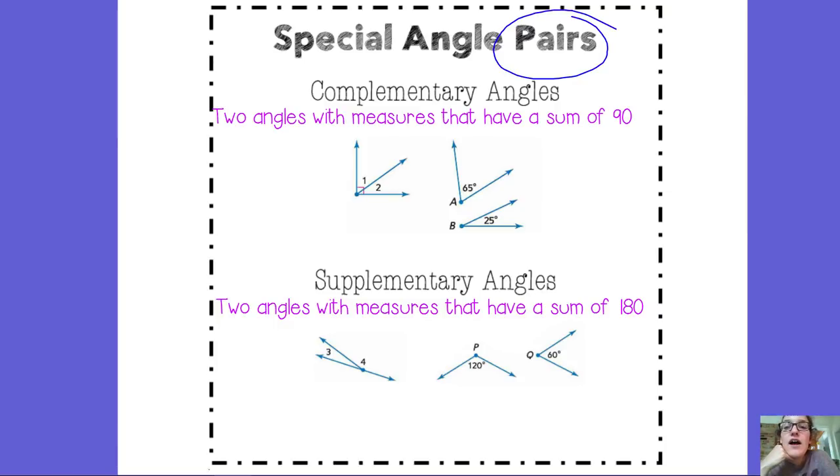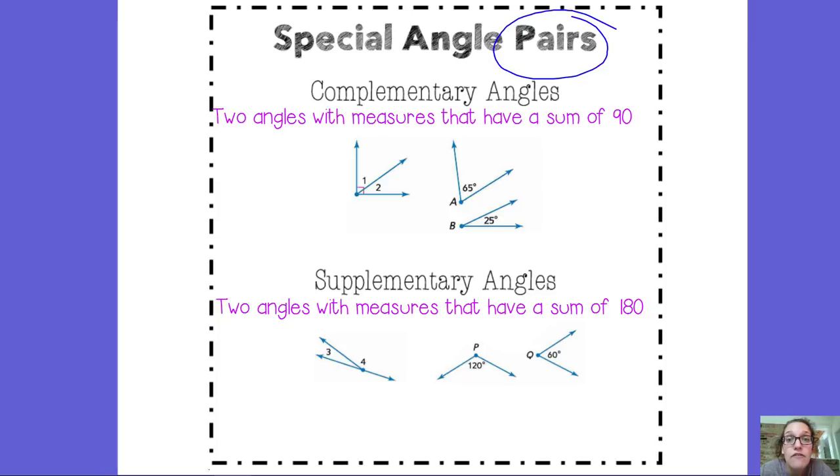So it's impossible to say, oh, that angle is complementary. Complementary to what? It's a pair of angles that are complementary, or it's a pair of angles that are supplementary. So you have to have two angles in order for these relationships to exist. So first vocab word is complementary angles.